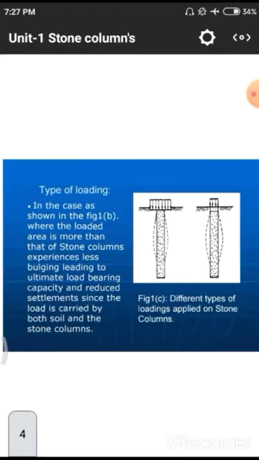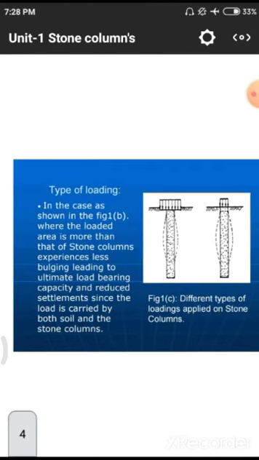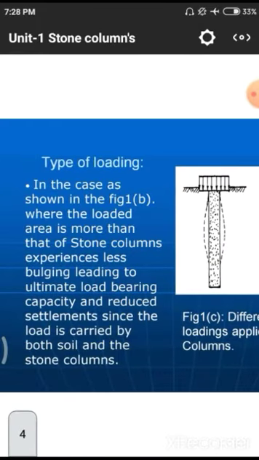In case 1C, as shown in the figures, where the load area is more than the stone column, the column experiences less bulging, leading to higher ultimate load bearing capacity and reduced settlements, since the load is carried by both the column and the soil itself. That means if there is a huge amount of load, some quantity of load is transferred into the particular stone column and the remaining is transferred into the surrounding soil, so that there may be a smaller quantity of buckling.